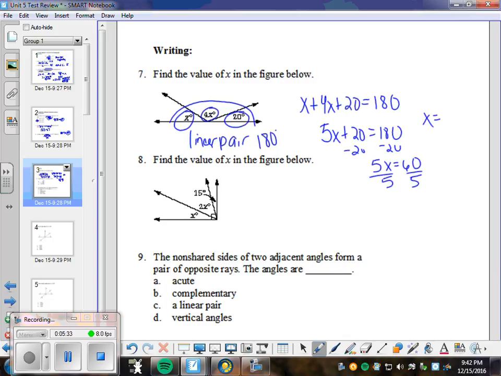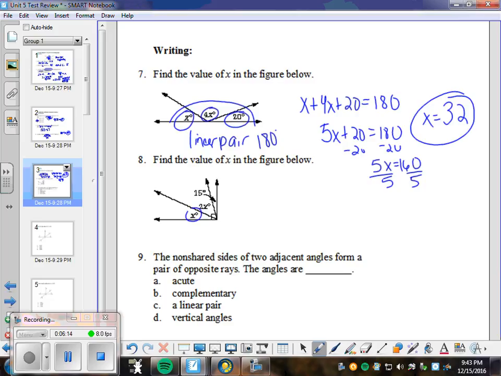X equals... 160. Okay, sorry. 5x equals 160. So divide by 5. 160 divided by 5 will give you 32. Okay, x is 32. That's all we had to find, not to measure the angles. So x is 32. All right, now we're going to find x in this figure.